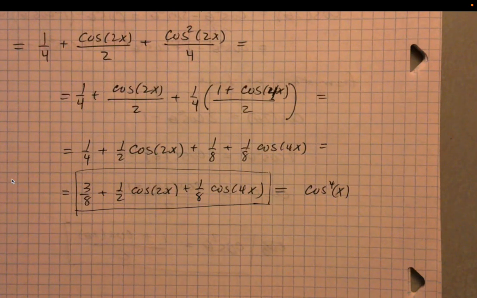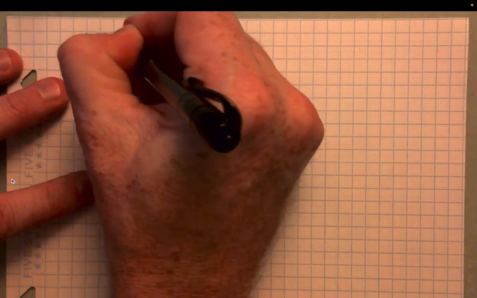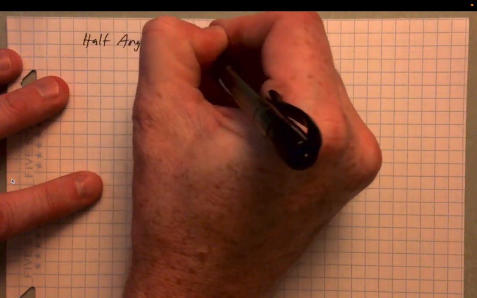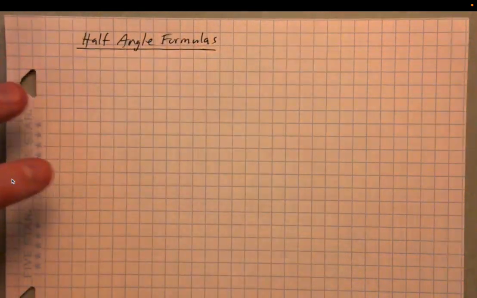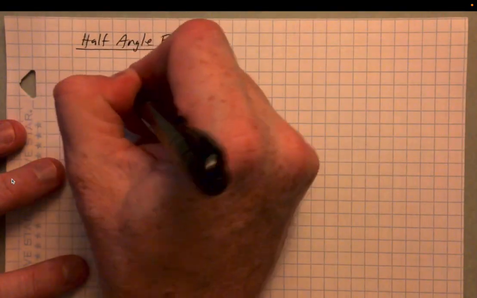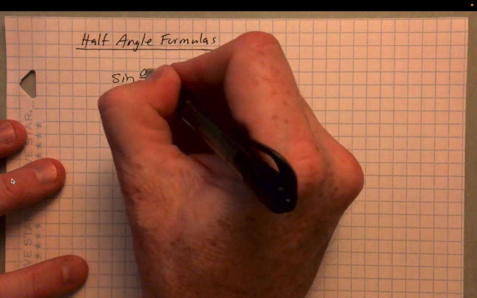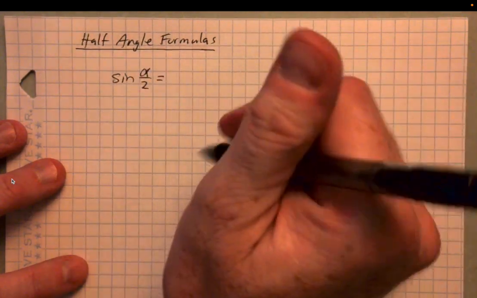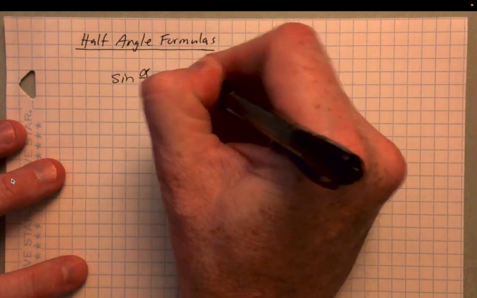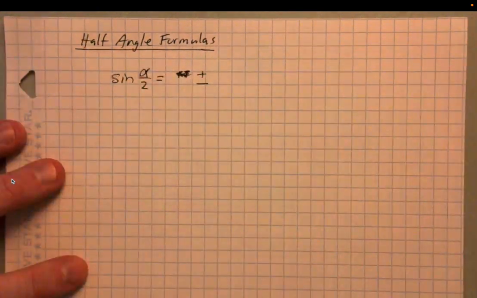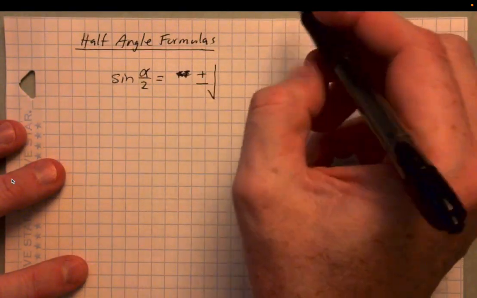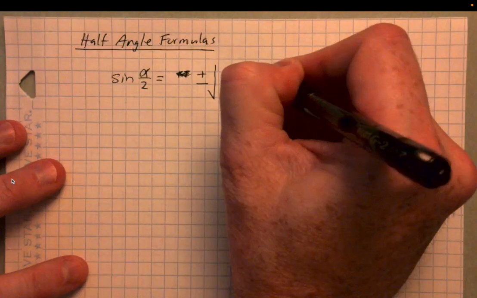Okay, let's take a look at the last set of trig identities for this section. They're called the half angle formulas. Okay, these are called the half angle formulas. Okay, and again, I'll just write them out. So the first one is the sine of alpha over 2. Alpha is just the Greek letter. Alpha over 2, the sine of alpha over 2 is equal to plus or minus the square root of 1 minus cos alpha over 2.